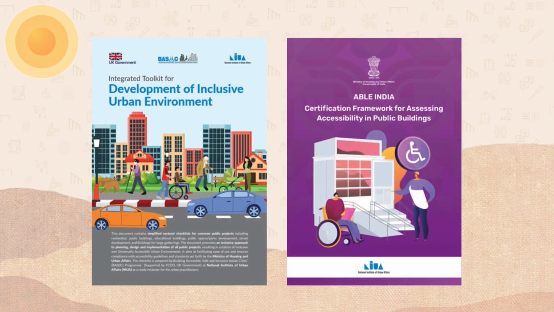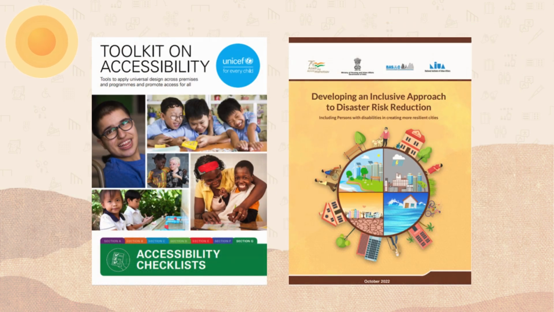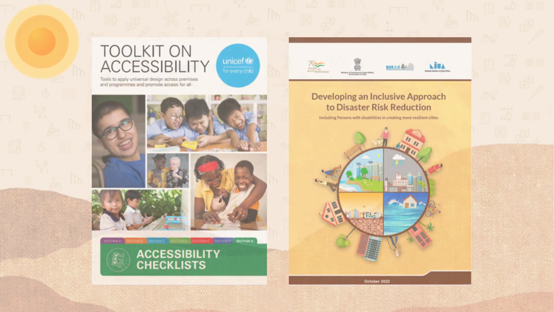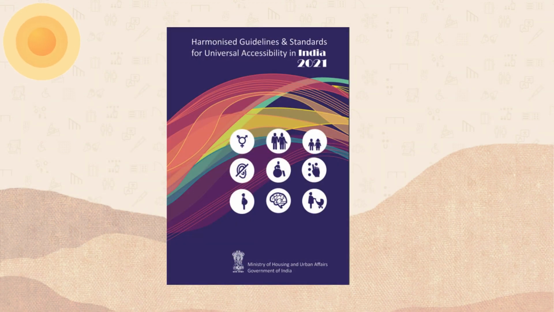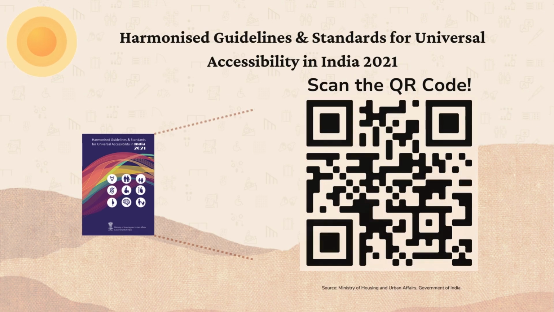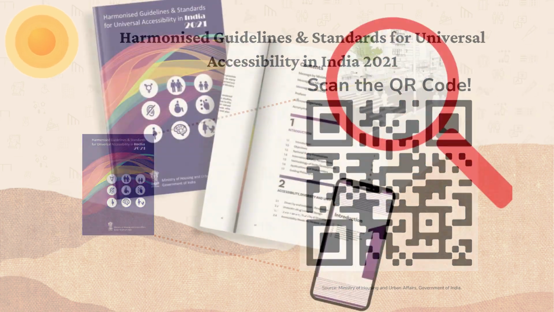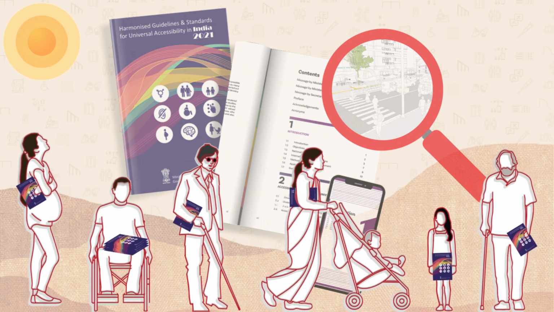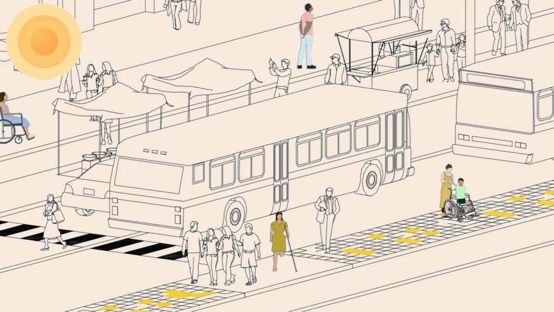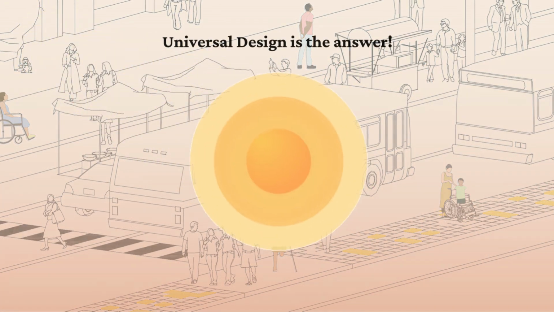There are several more guidebooks and audit frameworks that are useful in identifying barriers at different scales in the built environment. Let us first start with this one. Scan the QR code given on the screen to be redirected to the open source digital copy of the Harmonized Guidelines 2021 guidebook. Shall we all take on the responsibility of becoming aware of good accessibility guidelines and practices? Universal design is the answer.